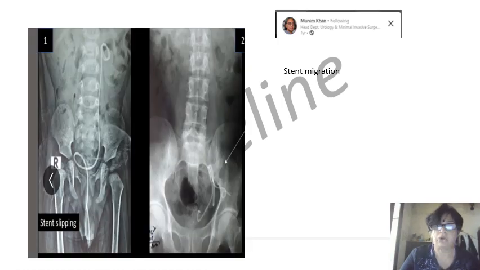Now coming to the complications, this is from LinkedIn. He is Professor Munim Khan. You have these things. Why do you put the J? So that it will not migrate. They act like sort of self-retaining. But they can migrate also. With all these checks, they can still migrate. You see this stent has completely migrated and come off into the urethra itself. Or it can get completely curled up into the bladder. That is your stent migration.